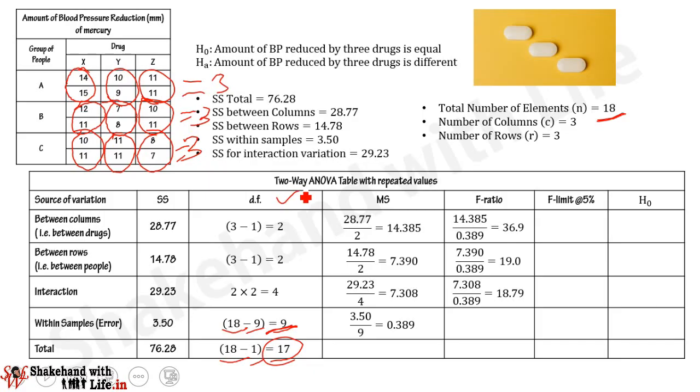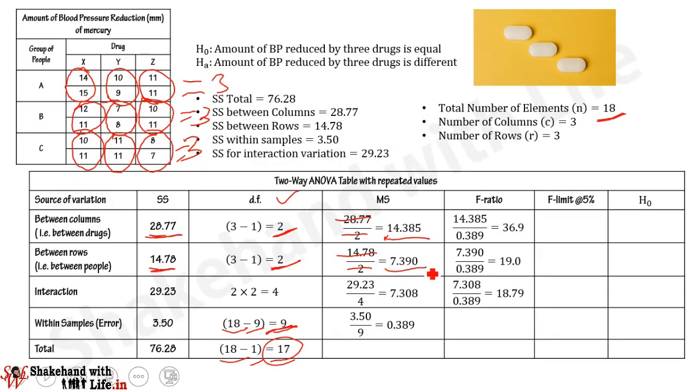So here we have 28.77 divided by 2, the degrees of freedom. 28.77 divided by 2, we get 14.385. Now the mean square for variation between the rows: the sum of squares for variation, which is 14.78, divided by the corresponding degrees of freedom, which is 2. So 14.78 divided by 2, we get 7.390.